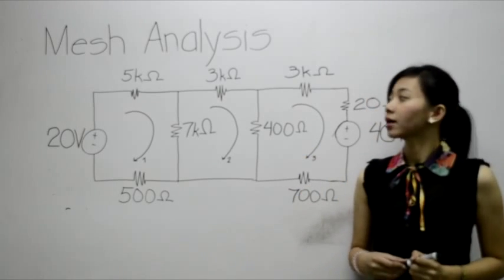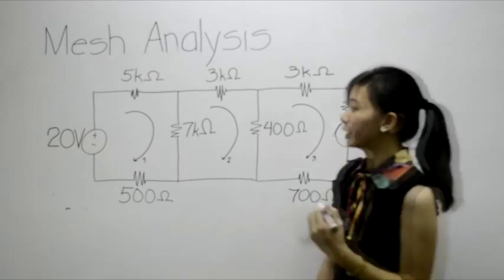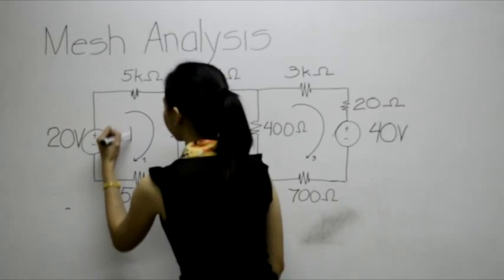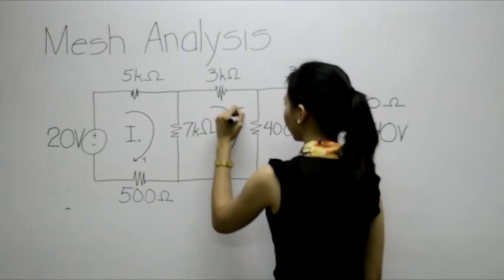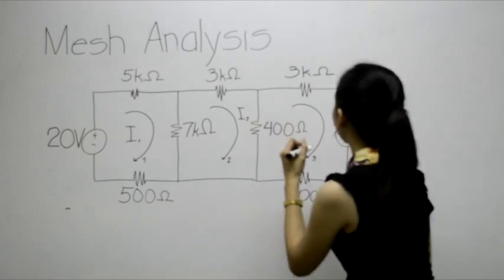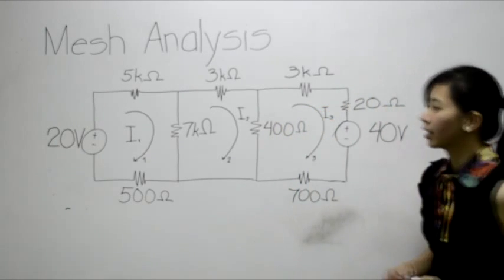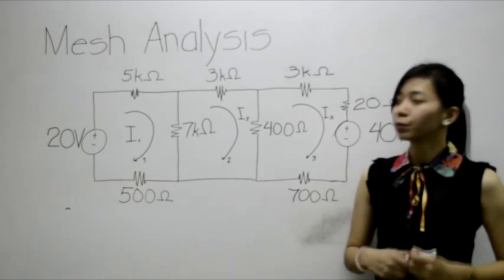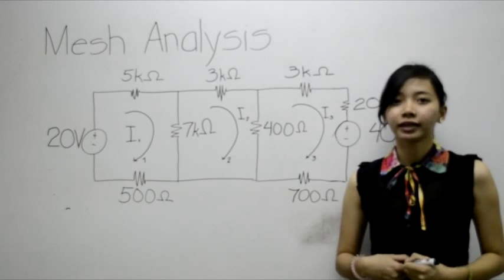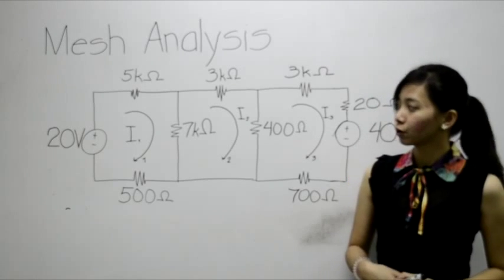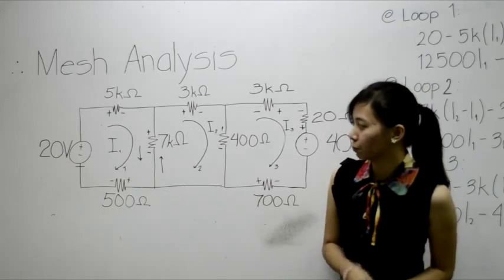In every loop, there are circulating currents, and we will name them. In this first loop is I1, I2, and I3. Given these 3 loops, we could be able to have 3 equations, and we can use KVL or Ohm's law in solving this kind of circuit. Let's consider loop 1.